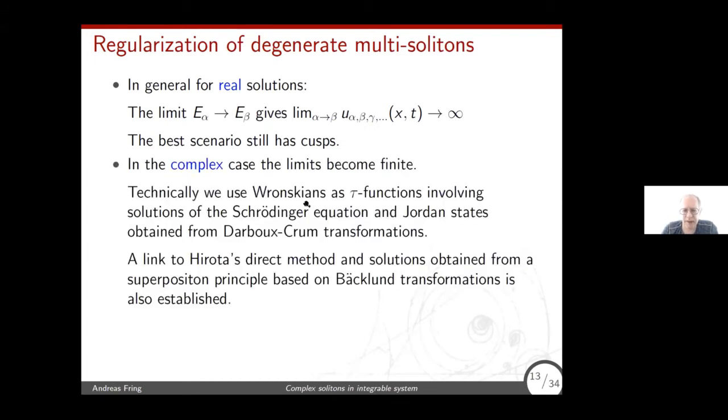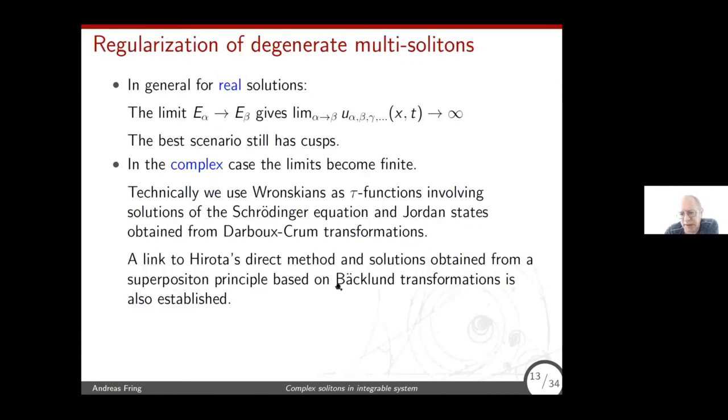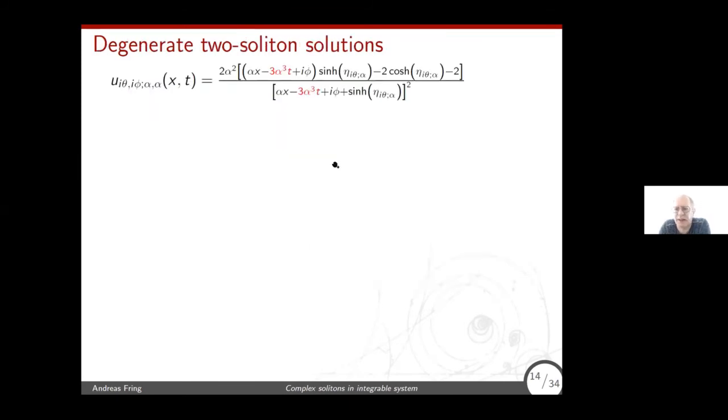But in the complex case, these limits can be calculated. And we can do this in various forms. We can implement this in the Wronskian for calculating tau functions, or also directly in Hirota's method. So I will not explain that. That's too technical, but I will show you what comes out when we perform this limit. So the message from this slide is simply it can be done. But it's very technical.